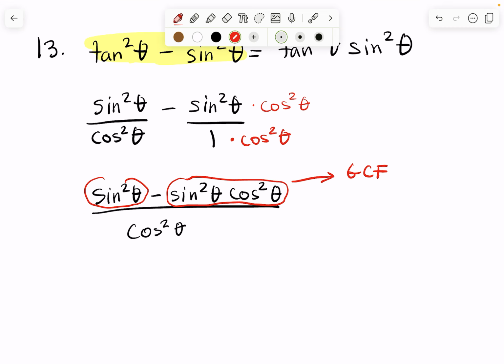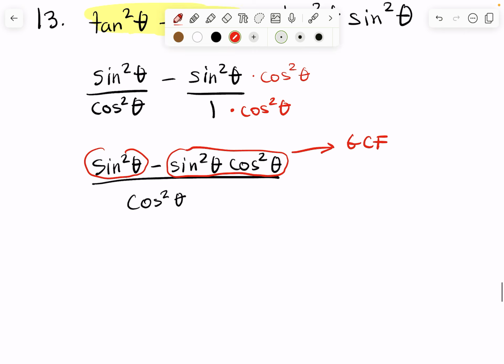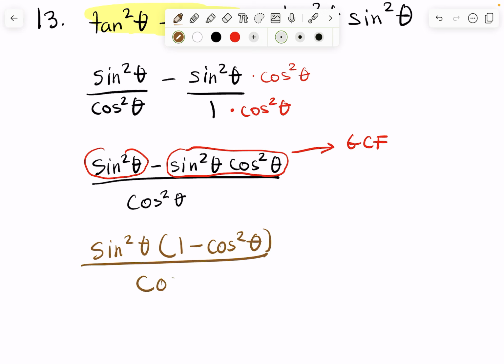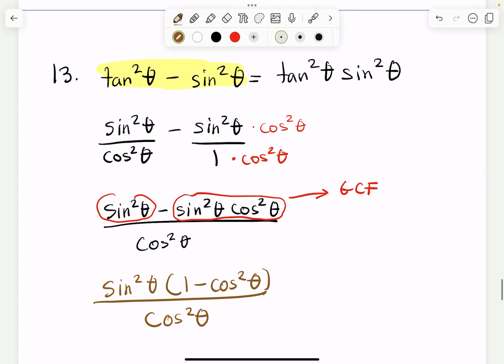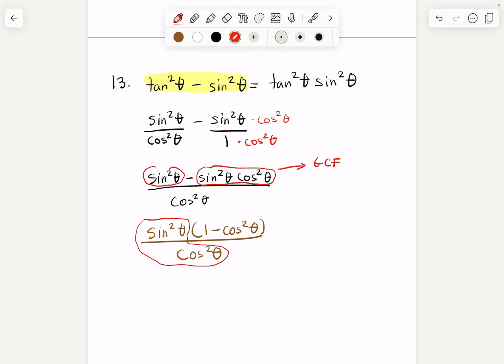They both have sine squared in common. So what I'm going to do is factor out a sine squared. And you're going to get 1 minus cosine squared of theta over cosine squared of theta. And another thing is, everybody, do not lose sight of what you're trying to achieve. Because I don't know if you notice, but we have sine squared over cosine squared. And one of our goals was to create a tangent squared right here.